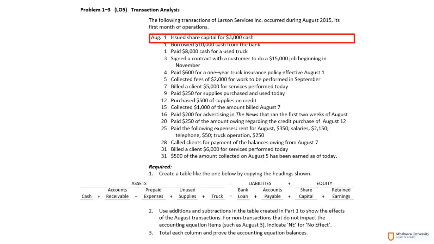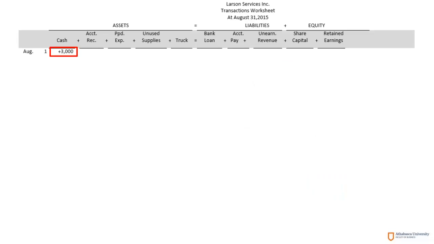Let's begin with the August 1st transaction where share capital was issued for $3,000 cash. Larson's cash is increasing, so we show an increase of $3,000 in the cash column. Where did that cash come from? It came from an increase in equity, specifically the issuance of shares.